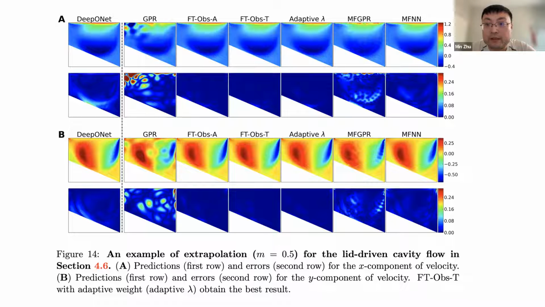We show an example illustrating the prediction and absolute errors of all methods when m equal to 0.5 in figure A and figure B. In the examples, most proposed models exhibit better predictions of the velocity field than the trained DeepONet and GPR. Among those methods, fine-tune with observations have very accurate predictions of the velocity field in both x and y components.